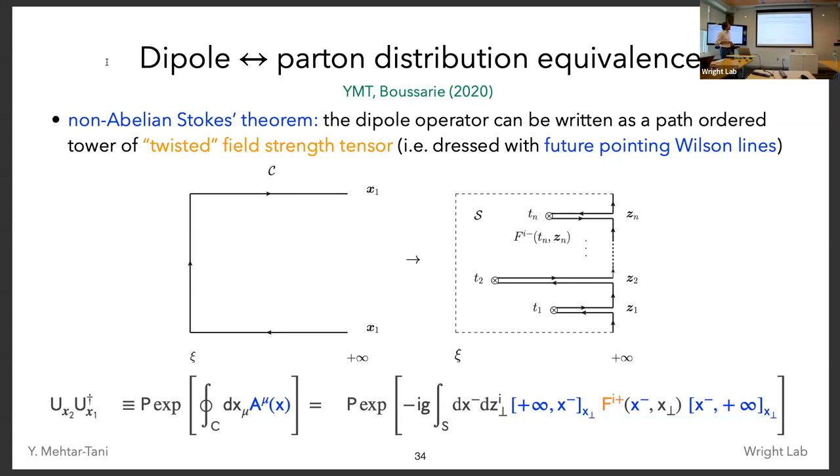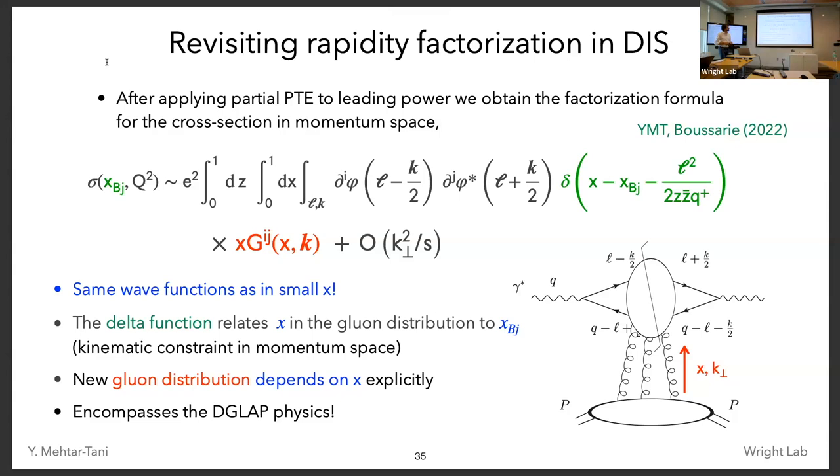And the appearance of the field strength tensor, of course, it's called twisted field strength tensor because it's dressed with Wilson lines because of the non-Abelian nature, then allows you to make a connection directly to partons, because expanding this object, even before doing any twist expansion, you see that twist expansion is just expanding in the transverse distance. You see how you're going to generate all kinds of operators that are at leading power simply FF, that you need to get the dipole, the gluon distribution.